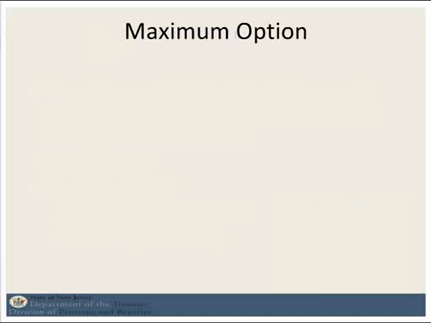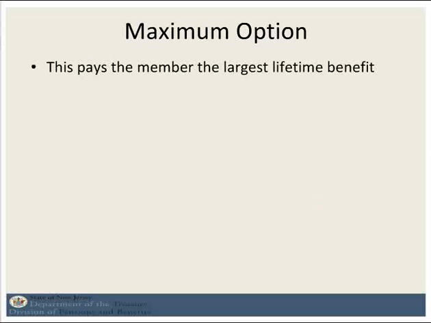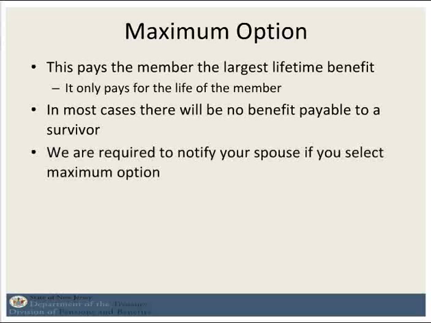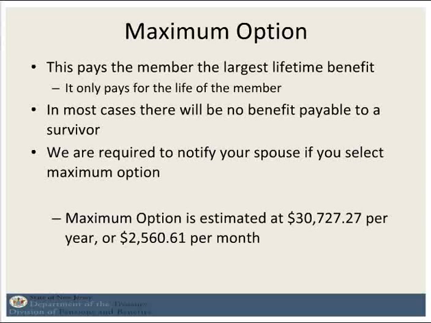The option that pays the member the largest monthly benefit is called the maximum option. In most cases, there will be no benefit payable to a survivor after the member's death. If the member has a spouse, we are required to notify them that they have chosen this option shortly after they file their retirement application. For this estimate, the maximum option came out at $30,727 per year, or $2,560 per month.